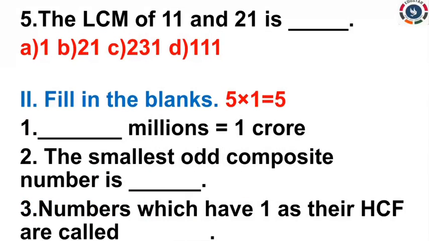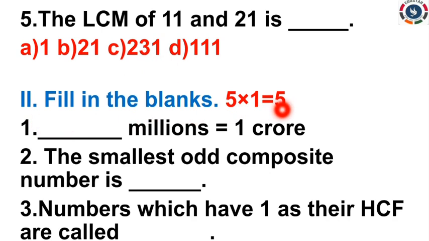Number 5, the LCM of 11 and 21. 21 is not a multiple of 11. So 21 is not divisible by 11. So what do you do here? 11 is a prime number. So you multiply these two values, that is the LCM. So 231.